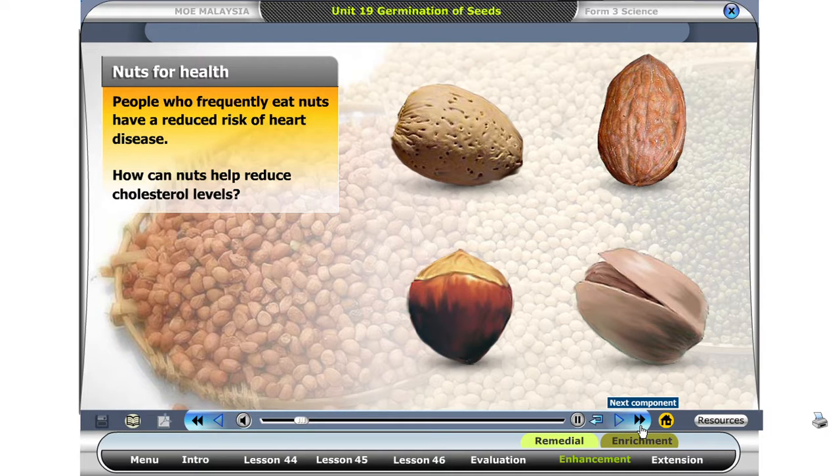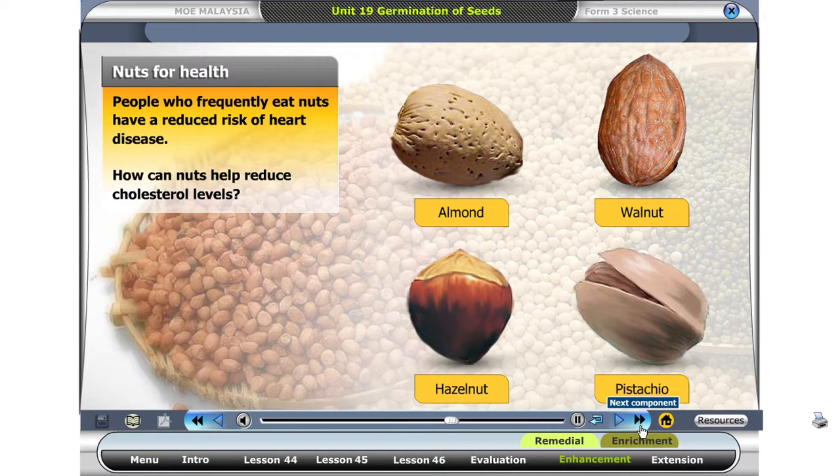Research shows that people who frequently eat nuts have a reduced risk of heart disease. This is because nuts such as almonds, walnuts, hazelnuts, and pistachio nuts lower cholesterol levels. Find out more about how nuts can reduce cholesterol levels.